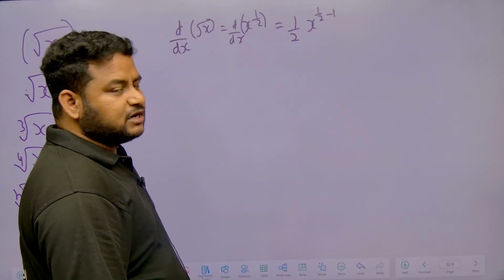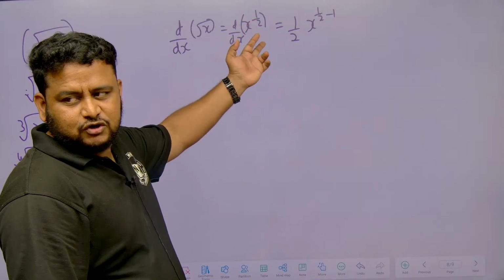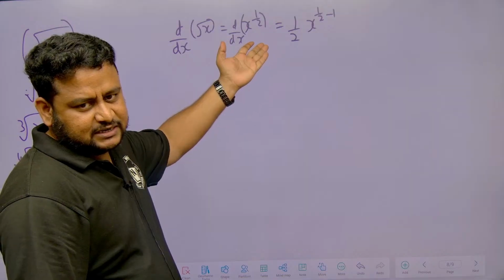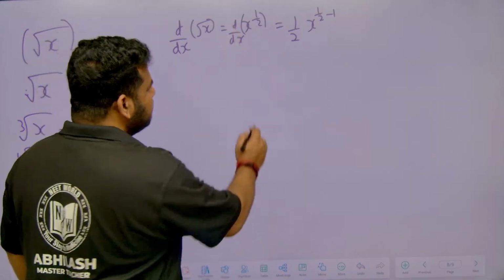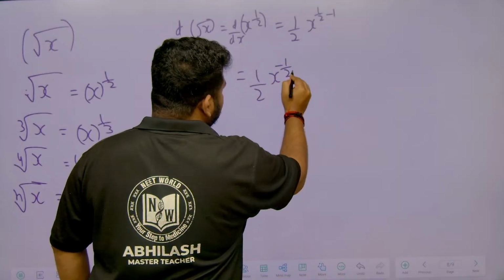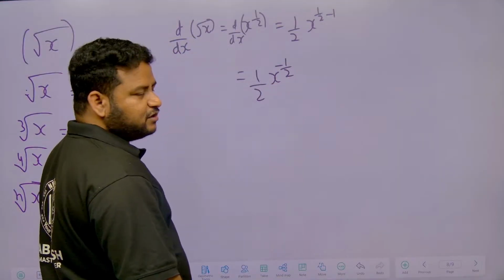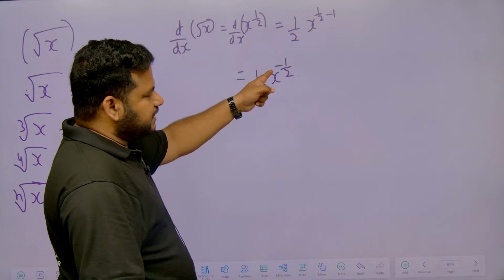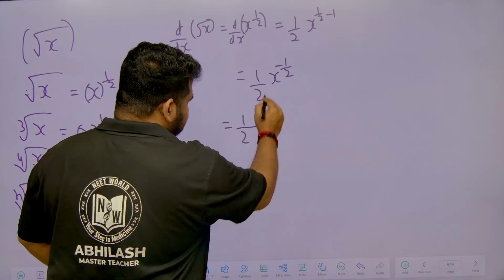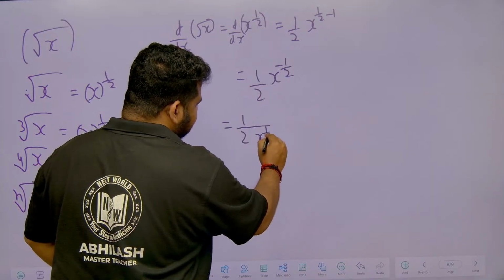So you will get it as minus 1 by 2, right? 1 by 2 minus 1 is what? 1 minus half is half only, but the minus sign is there for the minus 1. So we will get 1 by 2 into x to the power of minus 1 by 2. What did I say? If it is minus, you can bring it down. So if I bring x down, I will get x to the power of 1 by 2.